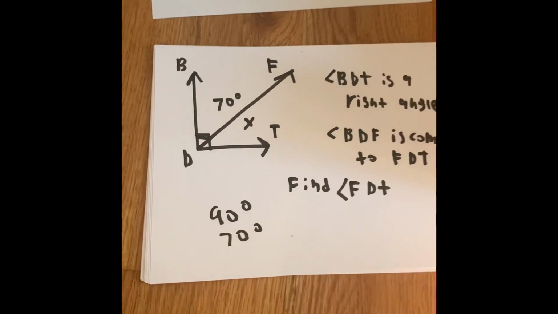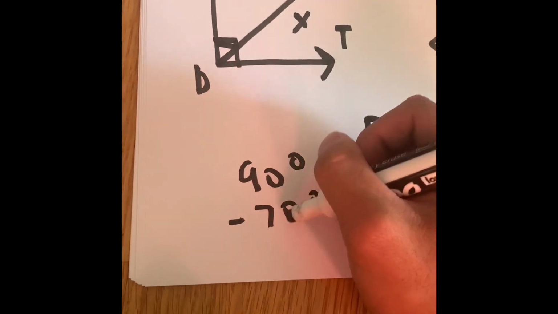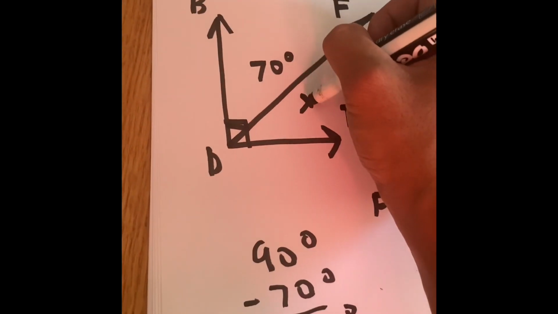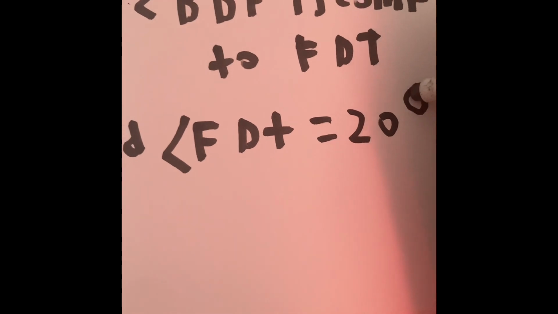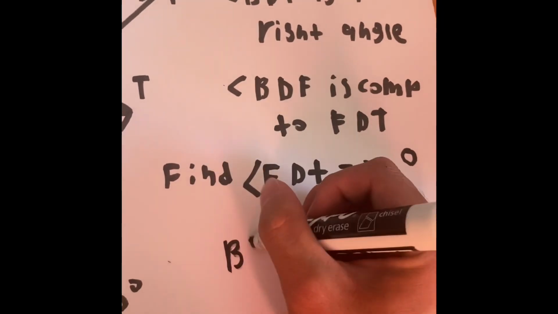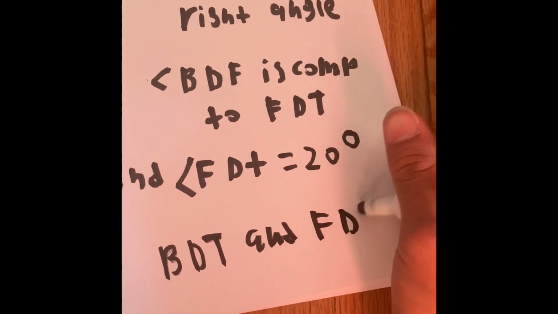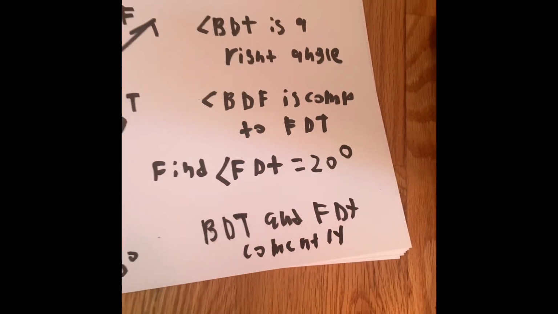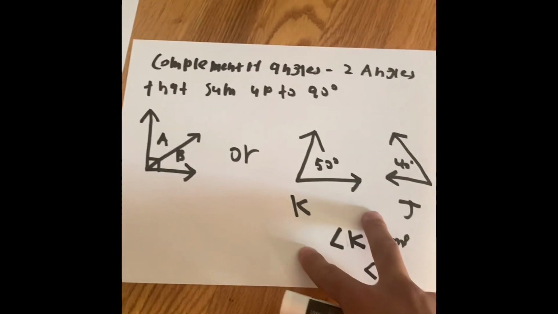So what we can do is subtract the two. 90 minus 70 is 20. So right here, for X, the measurement of FDT is 20 degrees. So we can say that BDF and FDT are complementary with each other, since they add up to 90 degrees. So now we know what complementary angles are.